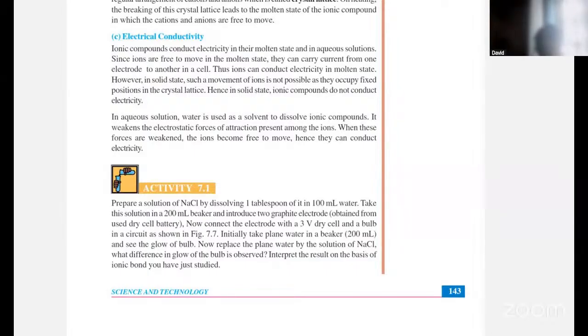In aqueous solution, water is used as a solvent to dissolve ionic compounds. It weakens the electrostatic forces of attraction present among the ions. When these forces are weakened, the ions become free to move, hence they can conduct electricity. Okay.